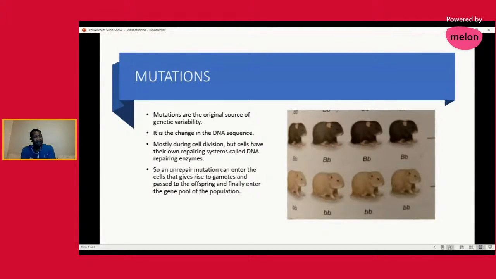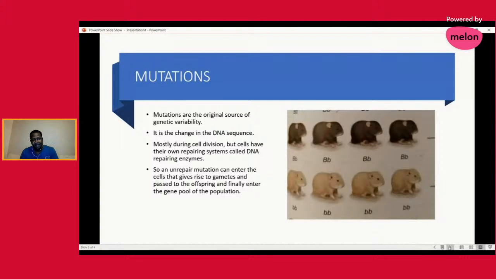But of course, no mechanism is perfect, and the DNA repairing enzymes are not either. They also sometimes forget, and then they cannot fix some of these replication errors, and these errors will be passed on and will be in our genetic material. So all the unrepaired mutations will enter into our gametes, pass to the offspring, and finally enter the gene pool of the population. And this will cause genetic variability.